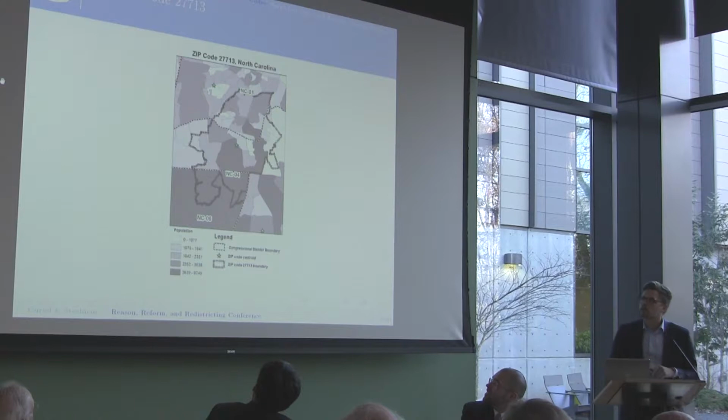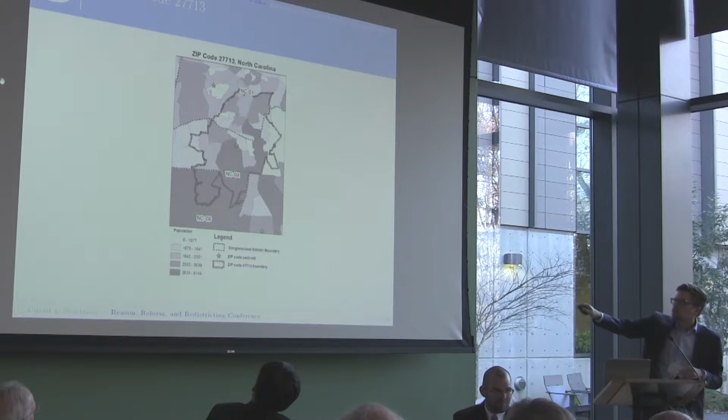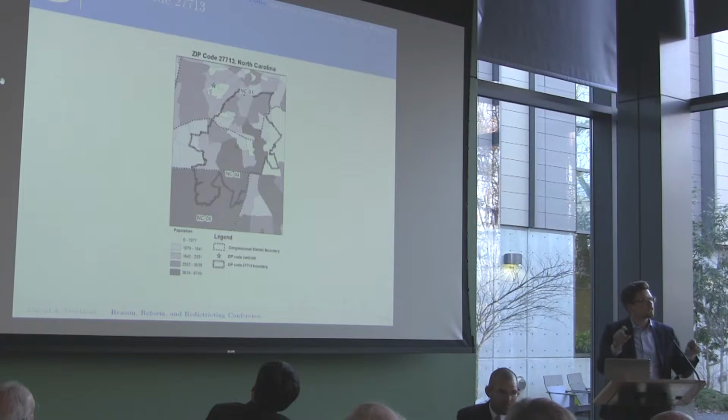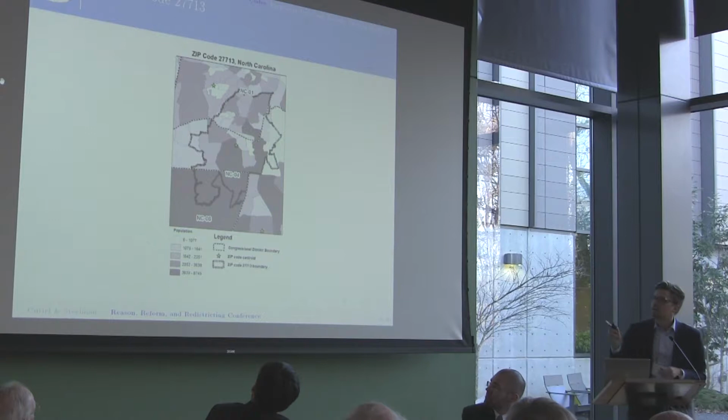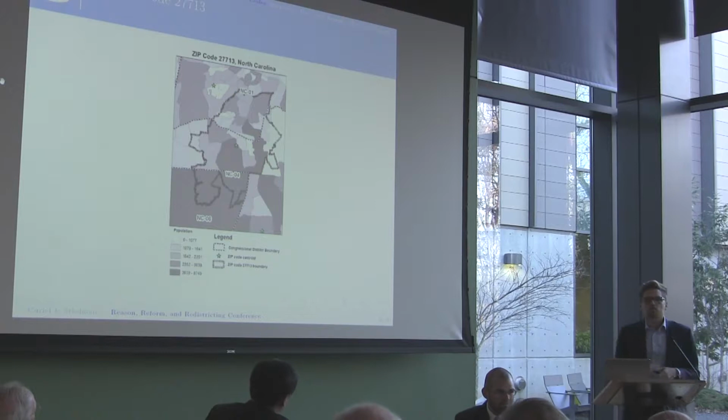This is a common problem that we saw in our research. If you'll notice here and here, this narrow corridor connects the two largest parts of North Carolina's 4th congressional district. In our research, we found that this problem affects about 20% of zip codes. The number of people who live in those 20% amounts to about 100 million Americans living in a zip code split by multiple congressional districts.